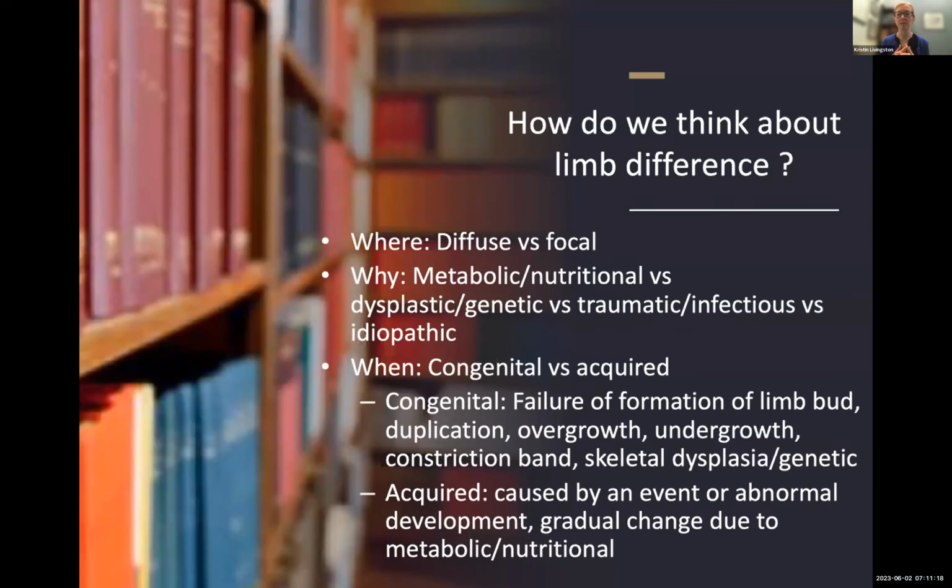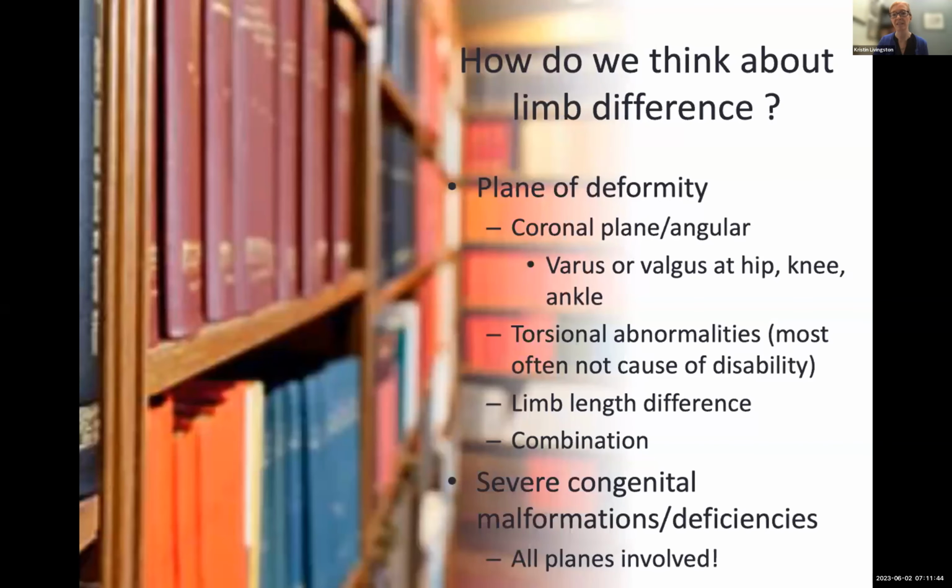And this can be a result of failure of formation of the limb bud, duplication of parts of the limb, overgrowth, undergrowth. It can happen in utero from a constriction band, or it can happen as a result of a skeletal dysplasia, which is an inborn genetic error. Or these can be acquired causes. So things caused by an event, or abnormal development with growth. And this can also include those gradual changes due to nutritional or metabolic abnormalities.